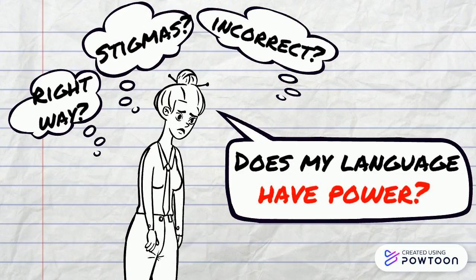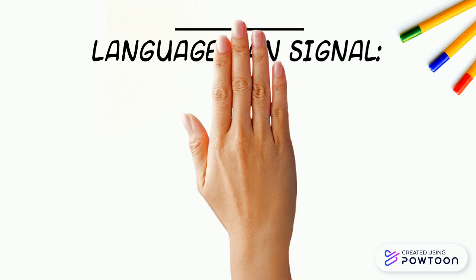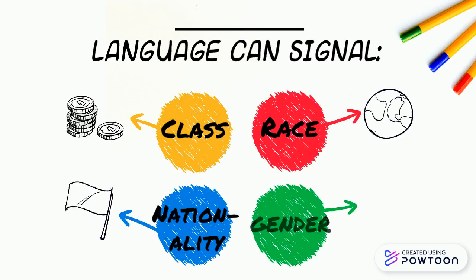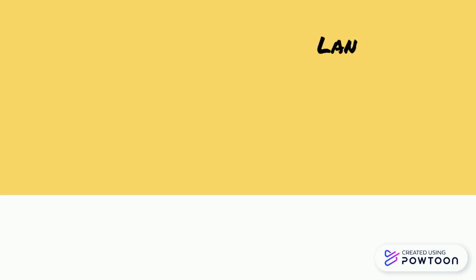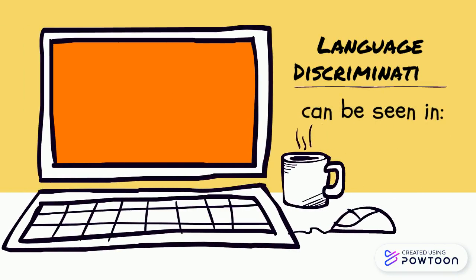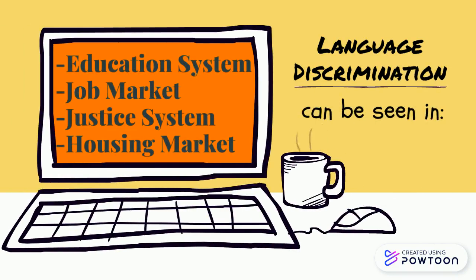To maintain this power, there is stigma and prejudice associated with how someone speaks that signals their class, race, nationality, sexuality, gender, or education level. Examples of language discrimination can be seen in the education system, job market, justice system, and the housing market.